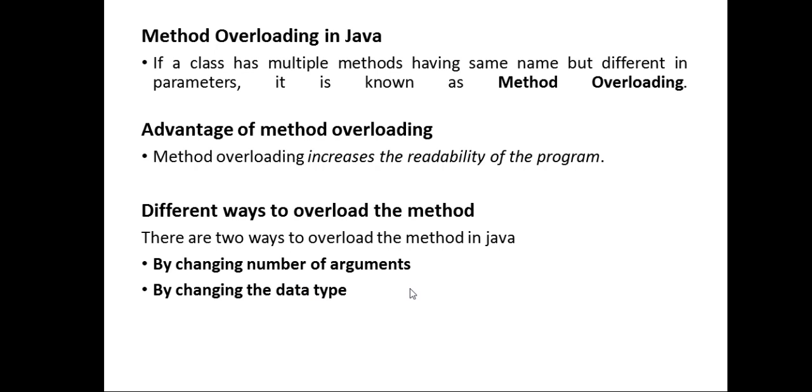Means two methods in the same class with the same name, but the number of parameters should be different. Condition 1. Now if the number of parameters or arguments are the same, then their data type must be changed. Okay, there are two conditions for method overloading. First one is the number of parameters should be different, and second, if the number of parameters are the same, then their data type must be different. Okay, let's see with an example.